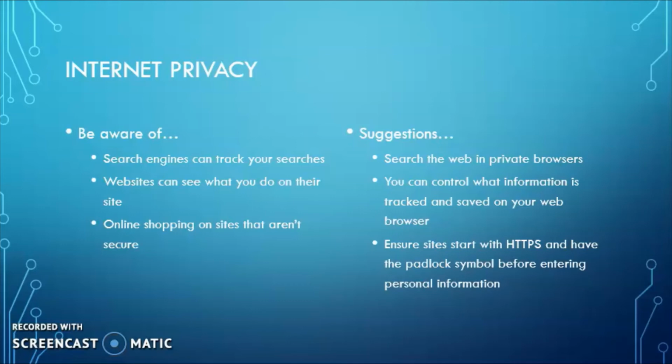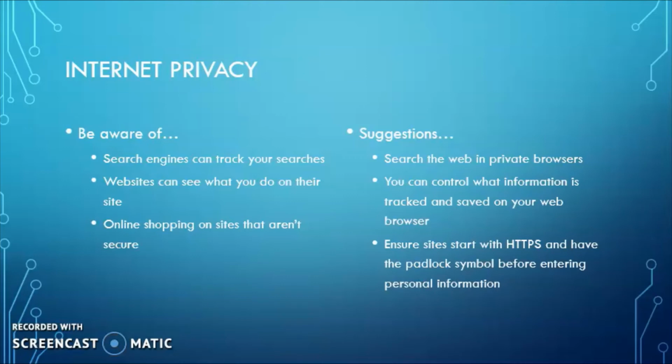Some suggestions for safer internet use are to search the web in a private browser or in incognito mode, which I will move over to my browser in Google Chrome to demonstrate in just a moment. Searching in a private browser won't completely protect you, but it will keep your search history and things more private, and it provides some light protection from online tracking.